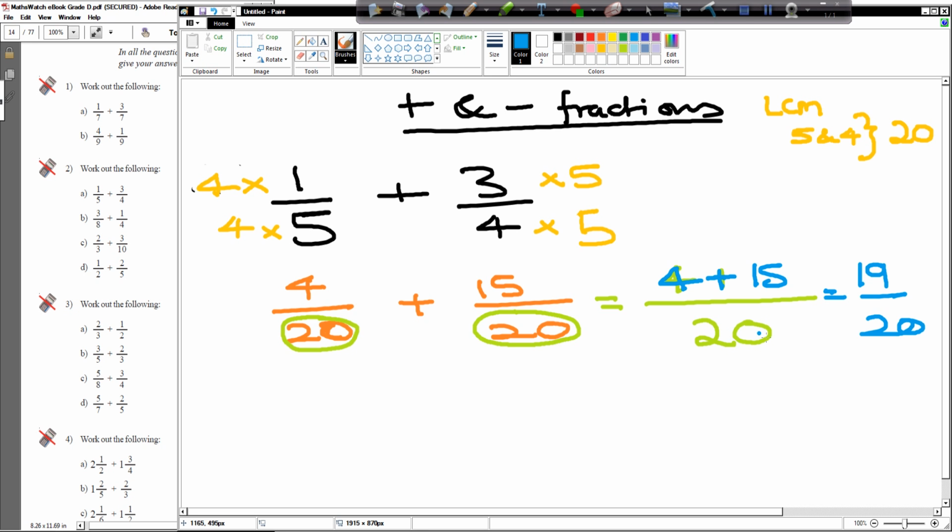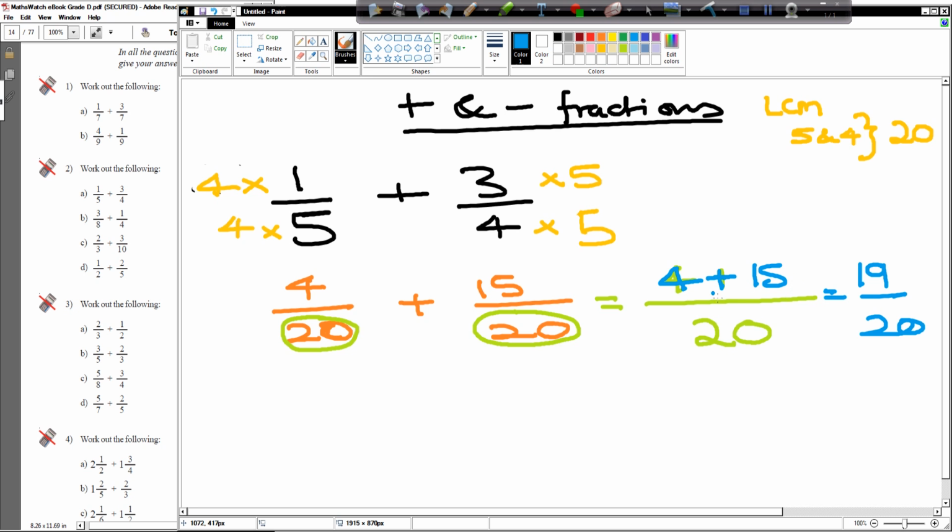Okay. Now, what kind of answer is 19 over 20? It is called a proper fraction. The top number is small, the bottom number is bigger. As long as the top number is smaller than the bottom number, it is a proper fraction. If the top number is bigger, it's called an improper fraction. We need to convert that fraction back into a mixed fraction. We'll do one of those as well. That's not a problem. I'll be happy with this.